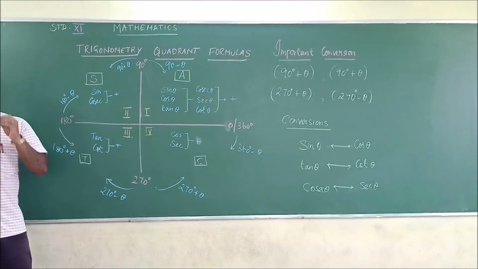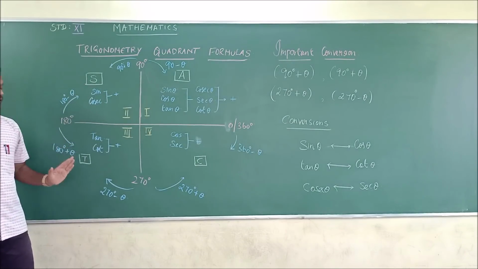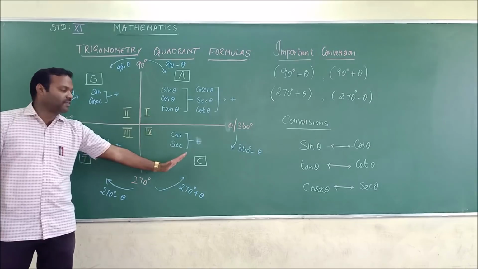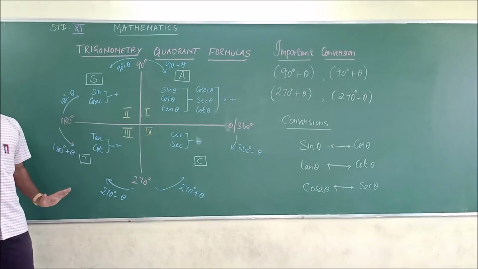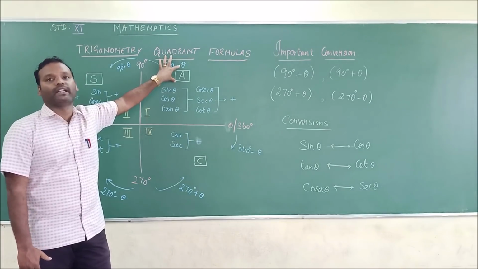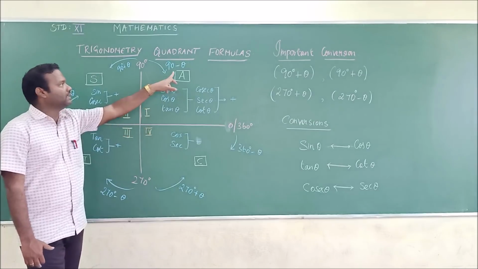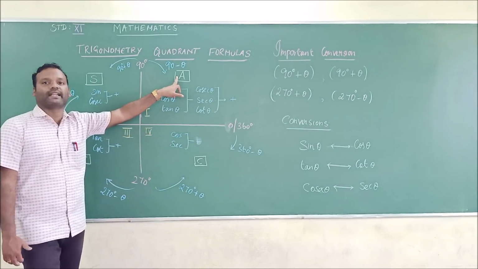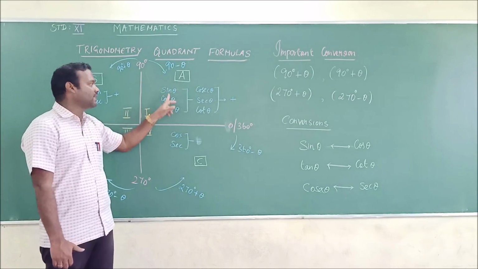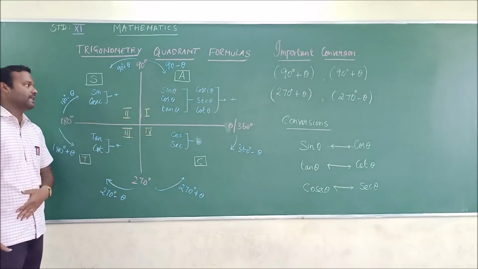This is the sentence you have to remember, and you have to take the first letter alone. All Silver Tea Cups: A, S, T, C. The symbol A stands for all trigonometric ratios are positive. First quadrant, the symbol is A. It stands for all the 6 trigonometric ratios are positive in the first quadrant.